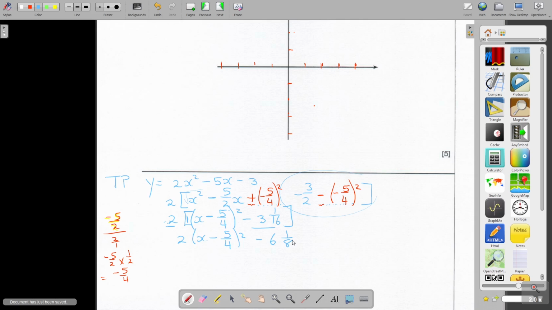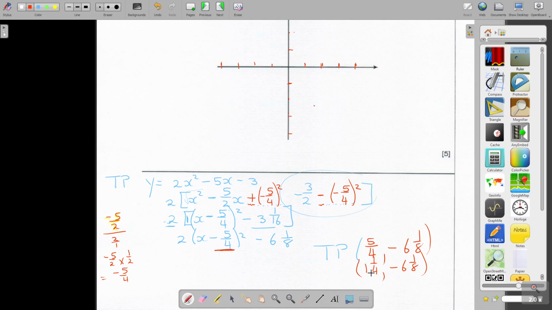Okay, so what is my turning point? My turning point is going to be, I change this sign. So if I change that sign, it's going to be positive 5 over 4. And it's going to be negative 6 and 1 over 8. I prefer that you rather write it as mixed. It's easier to plot. So it's 1 1/4 and negative 6 and 1 over 8. And it was actually a bit off, so that's why it's a sketch, not accurate.